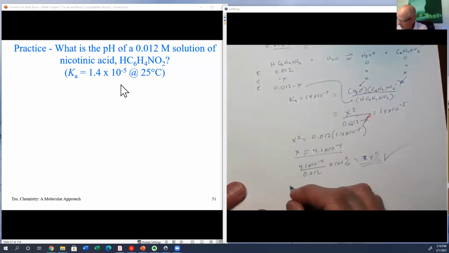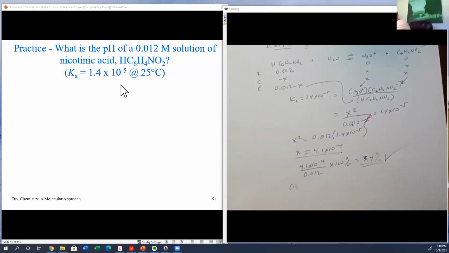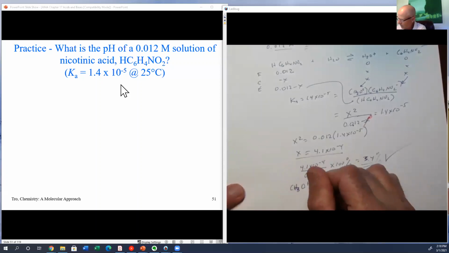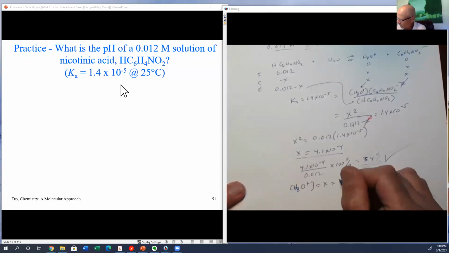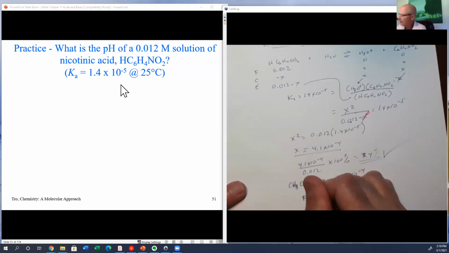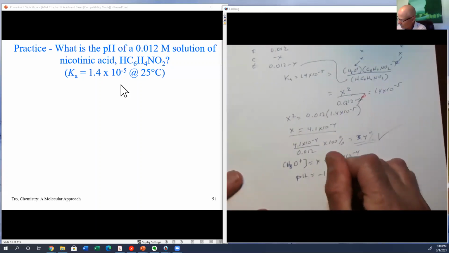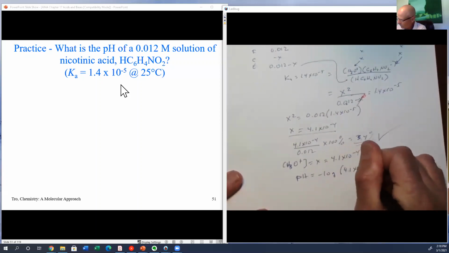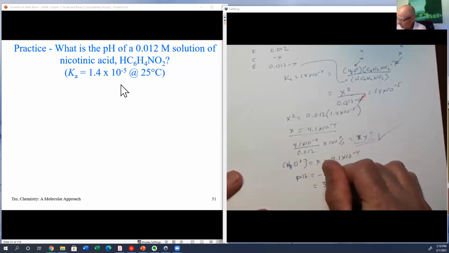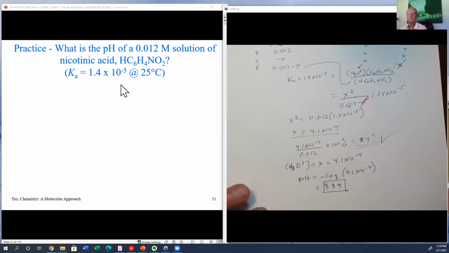So the concentration of H3O plus is just equal to x, so that's 4.1 times 10 to the minus 4. And then the pH is equal to minus the log of that, so that's equal to 3.39. Does that make sense?